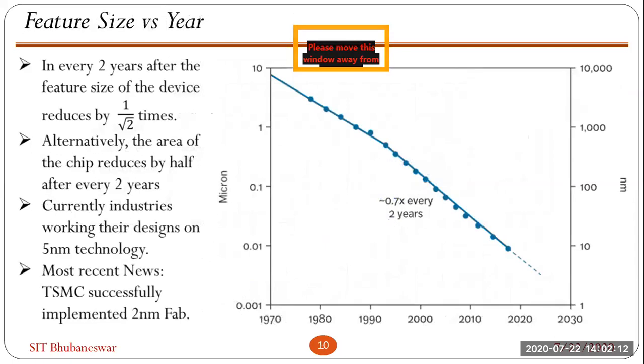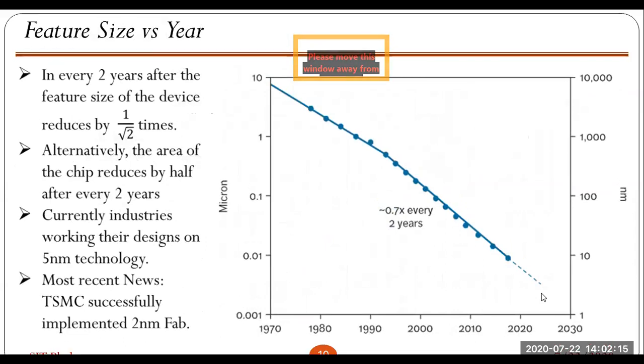In the next slide you can see this clearly. This is the feature size versus year. You can see in 1978 it was 5 micron. The transistor size means the transistor length, gate length. It was 5 micron, but now it is 2020. What is the transistor length now? Minimum feature size 7 nanometer, or less, so 5 nanometer.